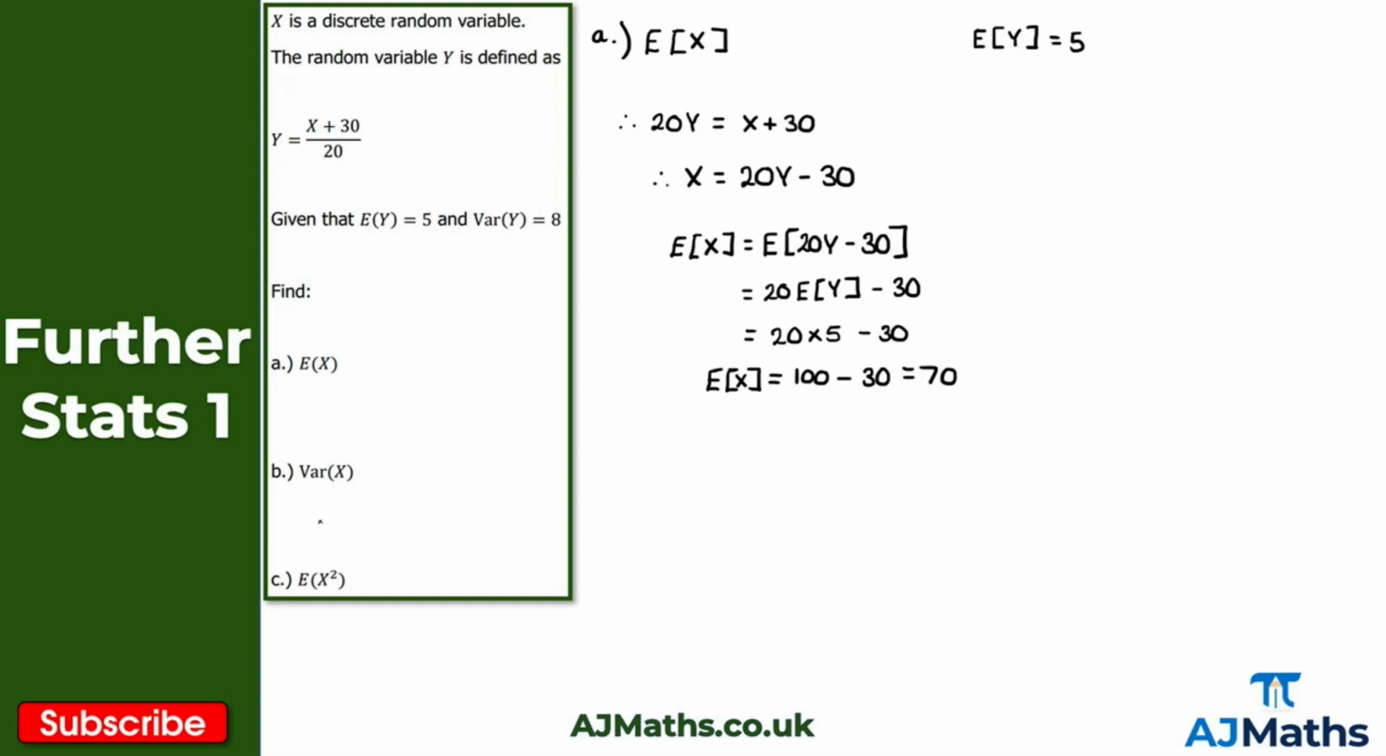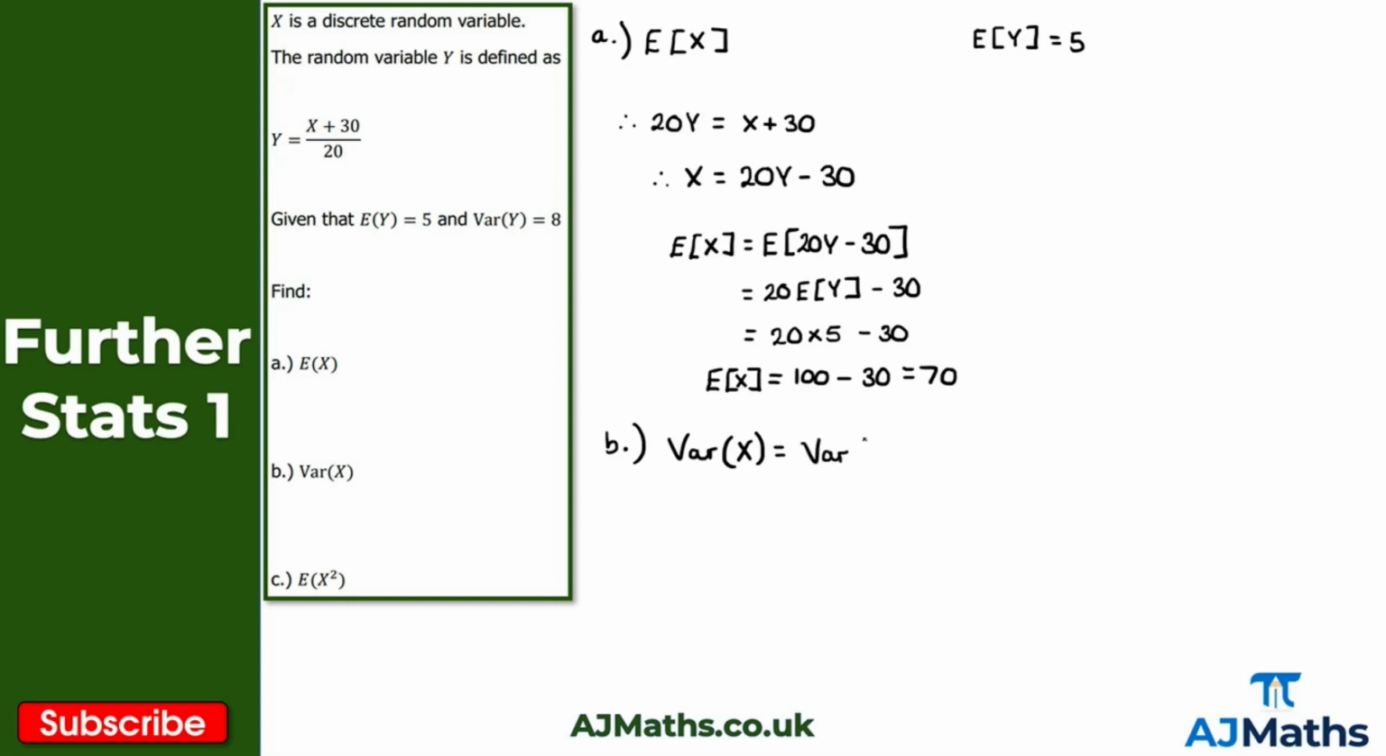Now the variance of x follows in largely the same way here. So for part B, this is now for the variance of x. Like I said, it follows in largely the same pattern. So the expectation of x was the expectation of 20y minus 30. The same is true for the variance here, so it would now be the variance of x equal to the variance of 20y minus 30.